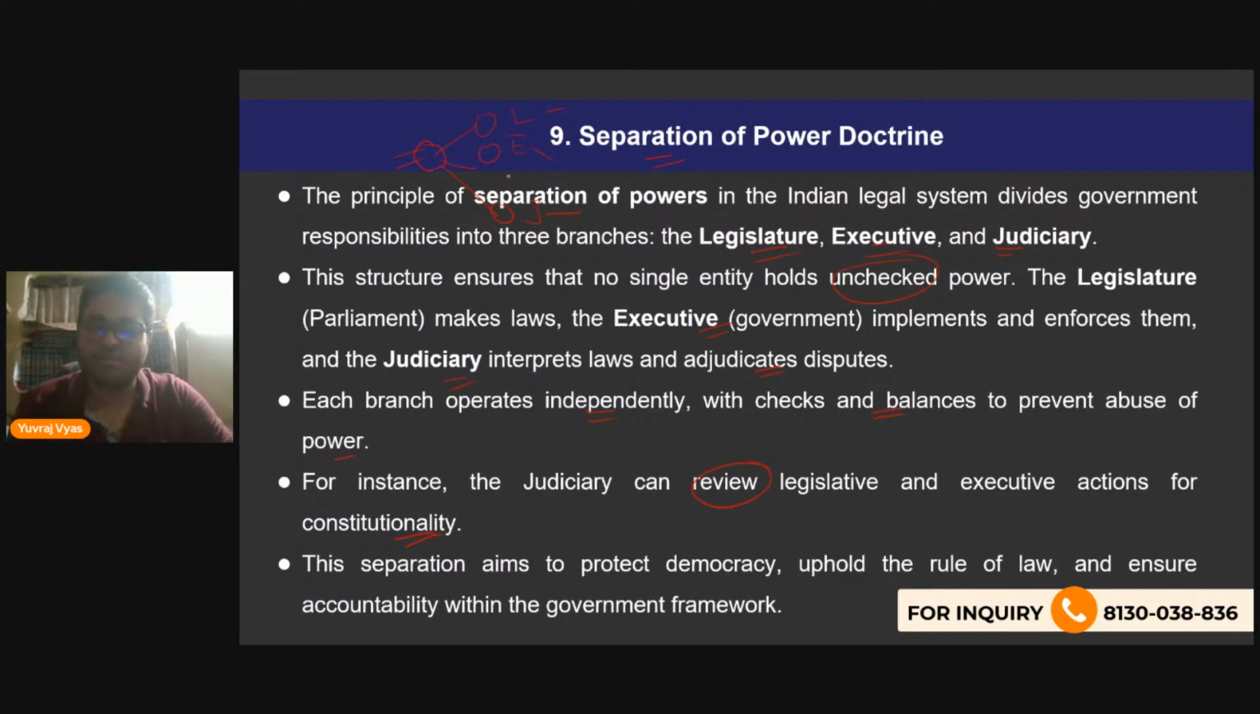Okay, so it is all divided. No one person is making the laws and implementing and interpreting. There is no one person. There are three specialized wings which are dealing with it. So this is the doctrine of separation of powers.